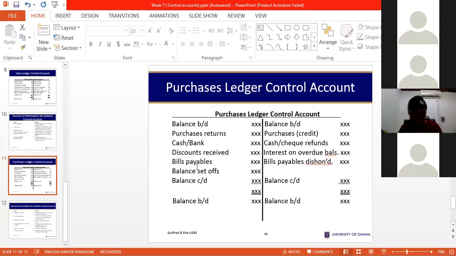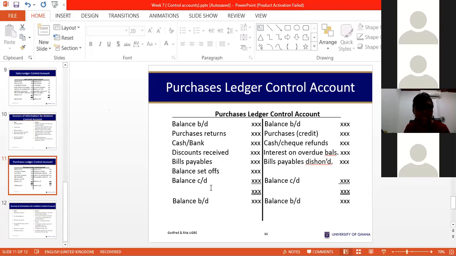So if today I owe you and I give you a note that on the 30th of April, go to my bankers, they will transfer the money into your account. That can be a bills payable, because the due date is not yet there. And so on the 30th, you would have to send it. Now, if you send and there is no money that is transferred, then it has been dishonoured.